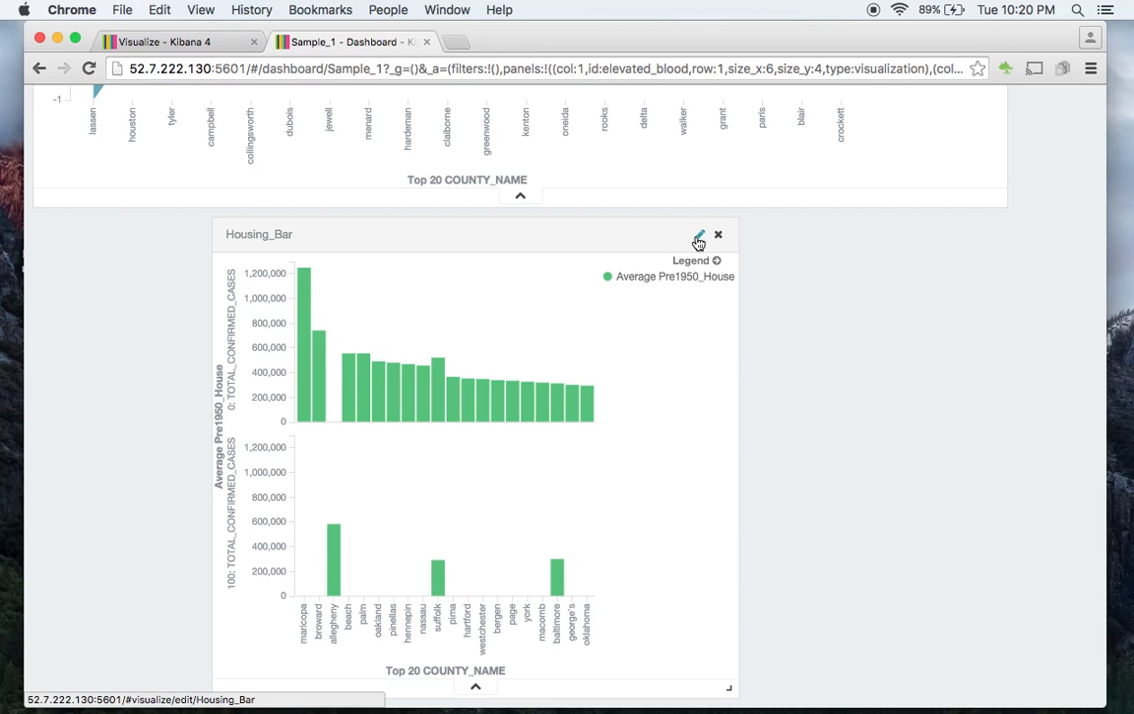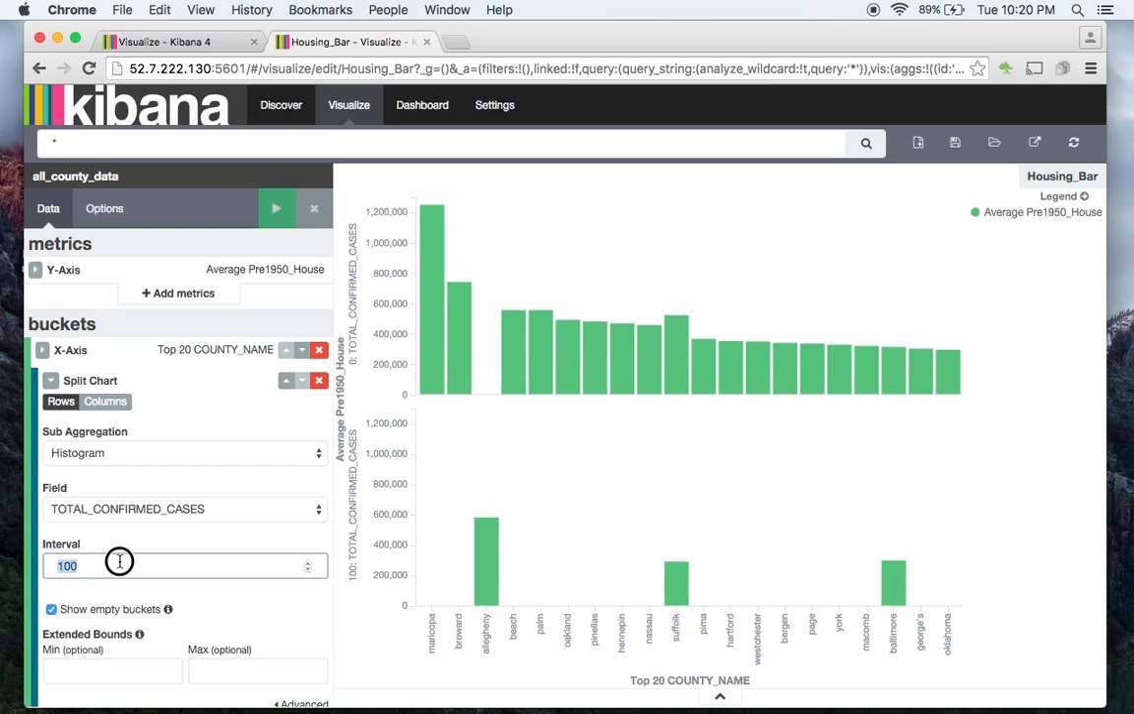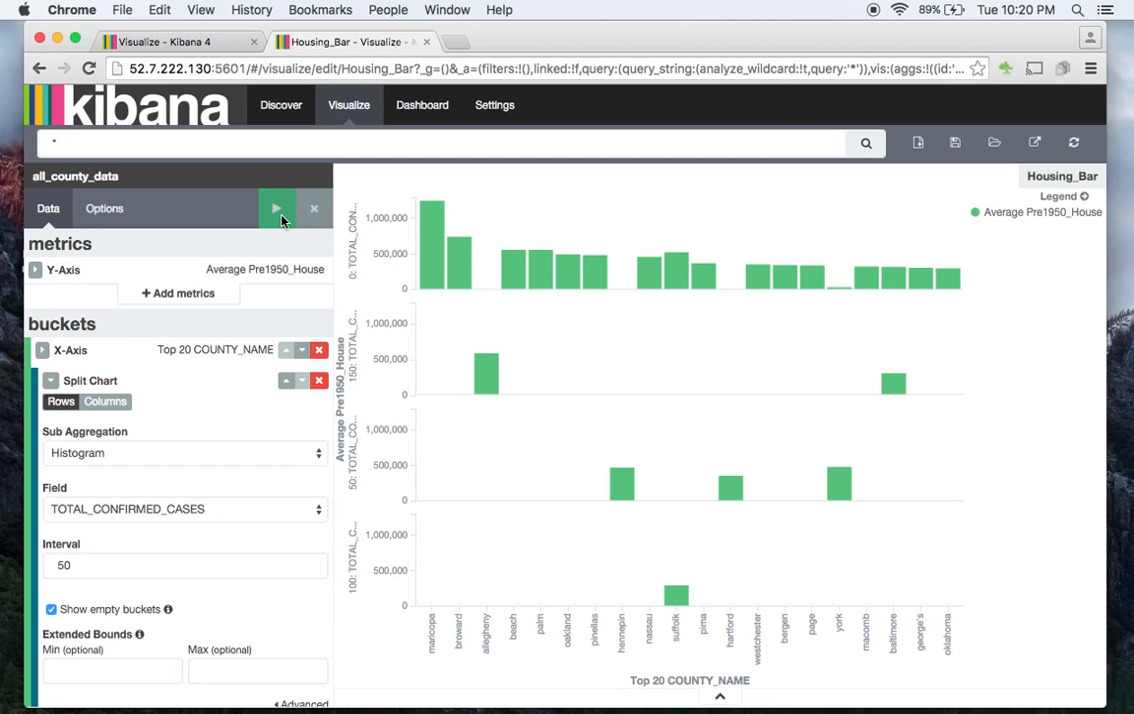What if we want to make our buckets more granular? Instead of 100, we want to do 50. Kibana lets us do that. We just change our interval to 50 and see how our data changes. Now we have 4 buckets, minimum of 100, minimum of 50, minimum of 150, and then the zeros. Again, Allegheny is our winner here, and Suffolk has a high confirmed case count, but they have less pre-1950s housing.